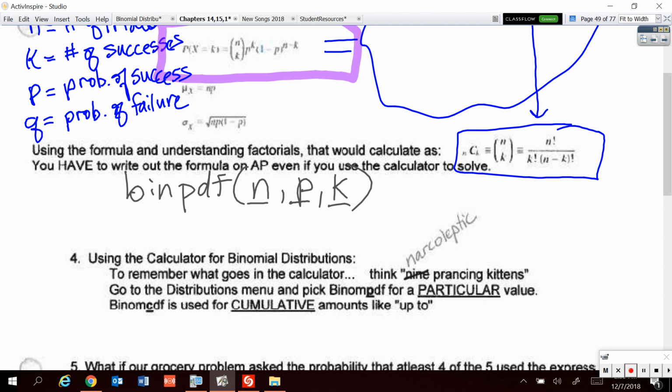So I have a silly way to help you remember that. If you can think of narcoleptic prancing kittens, NPK, narcoleptic prancing kittens. Again, this is for those people who don't have the calculator with the operating system to prompt them. Narcoleptic prancing kittens, because, you know, while narcolepsy, yes, is very serious and we don't want to make light of that, can you imagine you get some cute little prancing kittens?